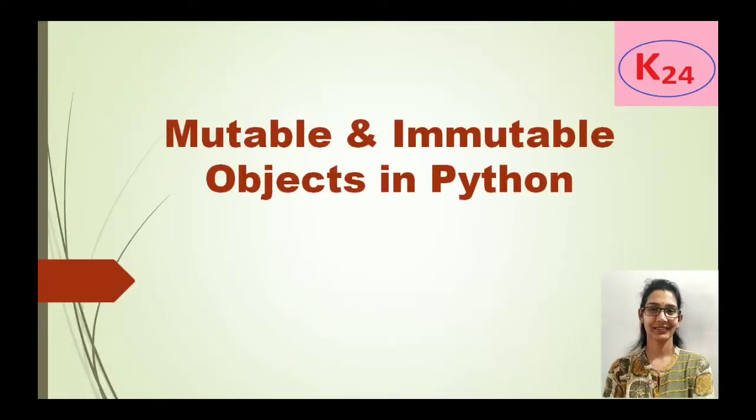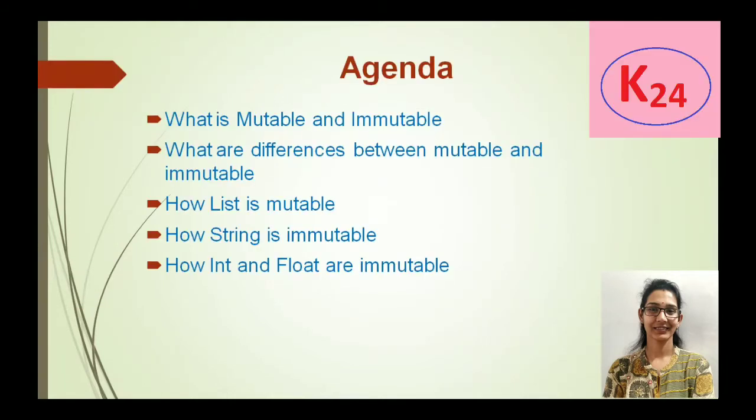The objective of today's lecture is what is the mutable and immutable concept, what is the difference between both of them, how a list is mutable, and how string, integer and float are immutable. We know that everything in Python is an object and there are two types of object in Python. The first one is mutable and the second is immutable. So let's start with the mutable.